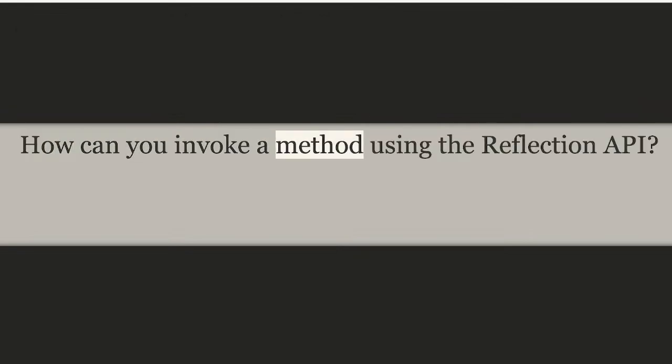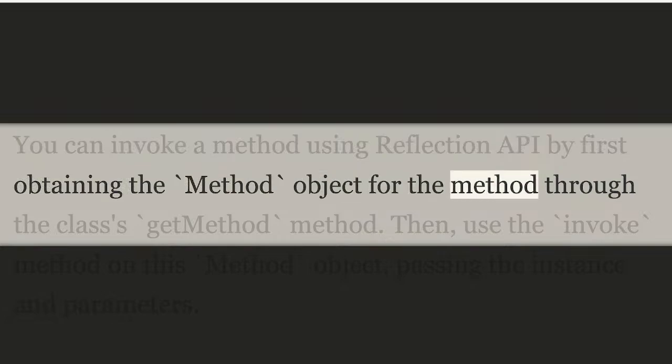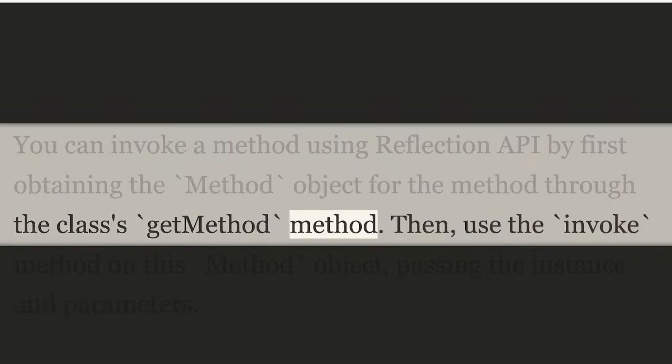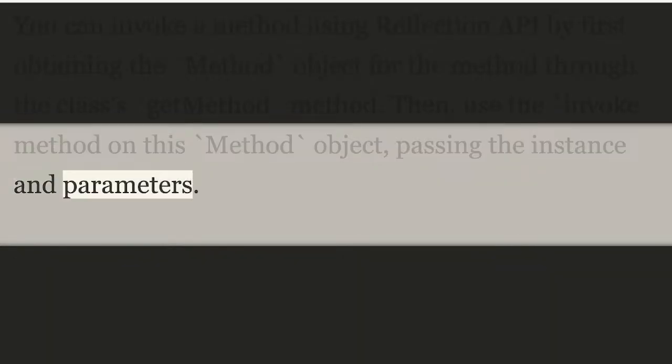How can you invoke a method using the Reflection API? You can invoke a method using Reflection API by first obtaining the method object for the method through the class's getMethod method. Then, use the invoke method on this method object, passing the instance and parameters.